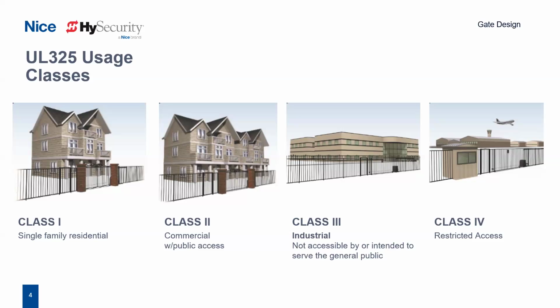Does anyone want to guess what separates these classes from each other? If you have a guess, feel free to throw it into the Q&A. Well, if you said speed, you are correct. Class 1 and 2, because these are residential installations, these gates can only move at 1 foot a second. Class 3 and 4, because these are typically going to be restricted access and or have a security guard on site, these can move quite a bit faster. Industry standard is about 2 to 3 feet a second. However, there is a gate operator out there that will move at 8 feet a second.